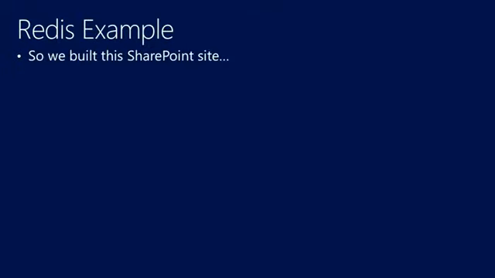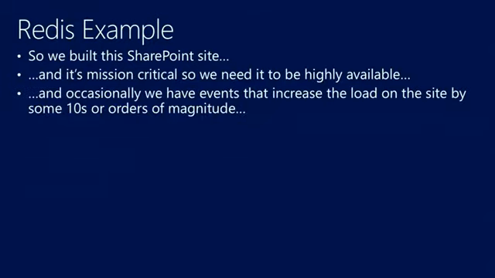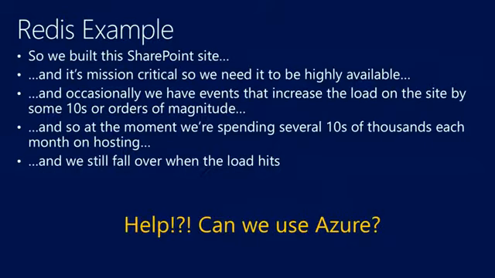So to give you an interesting example, I had a customer come to us. They built a SharePoint site, and it's mission critical, so it needs to be highly available. Occasionally they have these events, and they get a little bit of load, not 10 times more traffic, 10 orders of magnitude more traffic than usual. At the moment they're spending some orders of magnitude of dollars on hosting, and it still falls over when they get the load. But Azure solves all these problems, doesn't it? Well, sort of, except the biggest database server I can have has 56 gigs of RAM and 8,000 IOPS, and actually I haven't got a hope of serving that traffic off that.